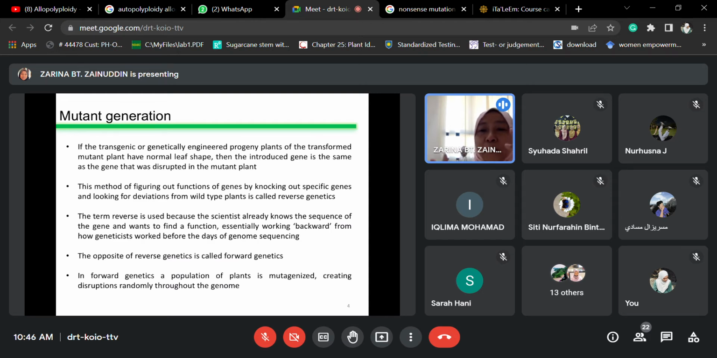So basically we work backward from how geneticists worked before the days of genome sequencing. We are able to know the sequence of the gene because of the advancement in genome sequencing. So the opposite of reverse genetics is what we call forward genetics. In forward genetics, we mutagenize the population of plants.